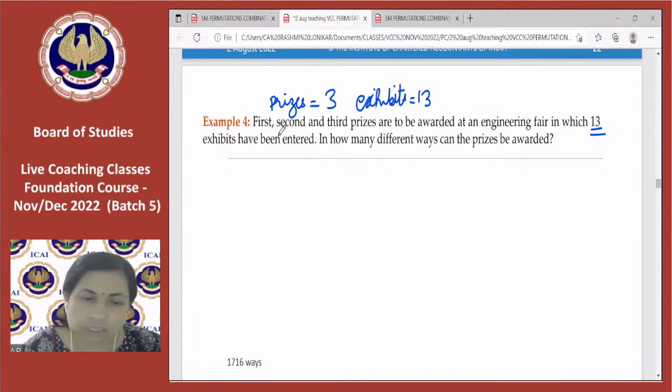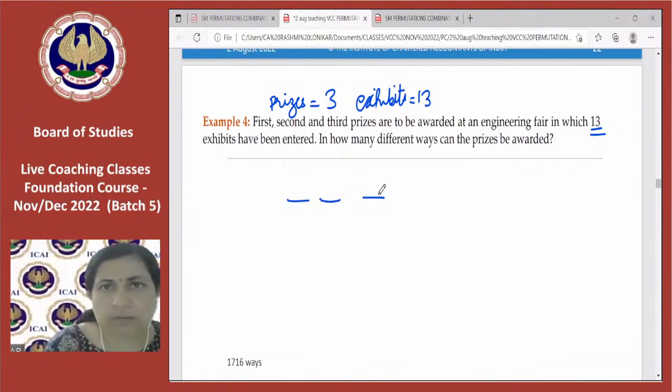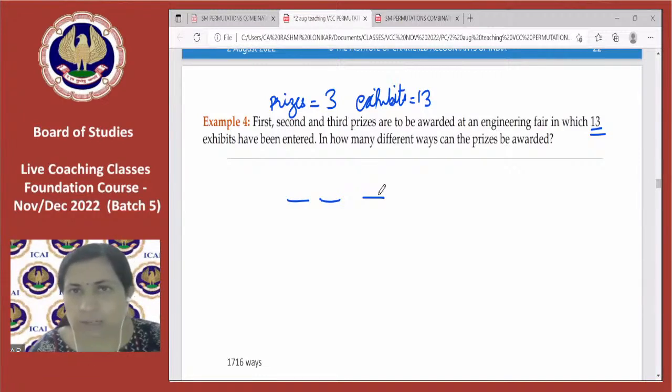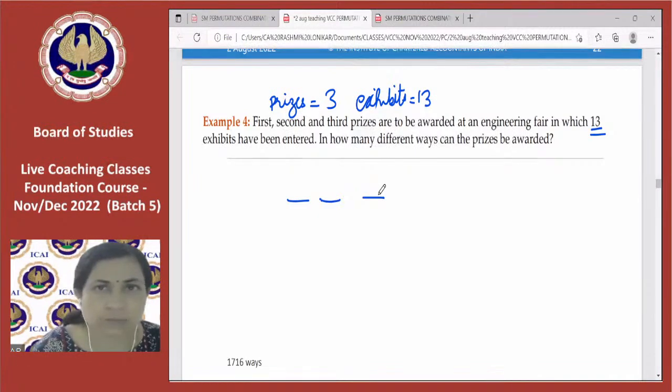So, both methods I will show you. Now, this is prize 1, prize 2, and prize 3. Remember, usually one person can get only one prize. So, if anybody has got the first prize, will he get the second prize? No, he's already got the first prize. So somebody else will get the second prize. Somebody else will get the third prize. So let us see, this is the first prize. This is the second prize. This is the third prize.